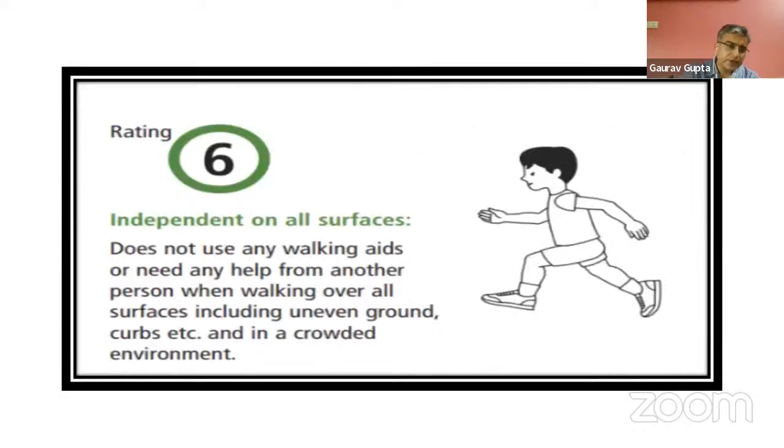So it is graded in 6 grades. Grade 6, here the child is as good as a normal child. He does not need a walking aid or any physical assistance, and he can walk on all surfaces, including uneven grounds and in crowded environments. So it is equivalent to GMFCS 5.